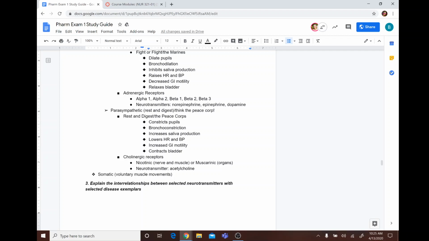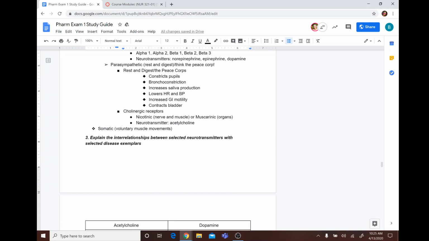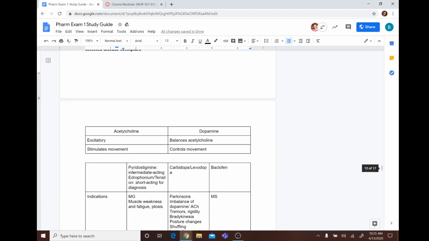Constricts pupils, bronchoconstriction, increases saliva production, lowers heart rate and blood pressure, increases GI motility, and contracts bladder. What are the cholinergic receptors of the parasympathetic division? Nicotinic, which is nerve and muscle, and muscarinic, which is organ. What are the neurotransmitters for cholinergic receptors of the parasympathetic division? Acetylcholine. What does acetylcholine do?